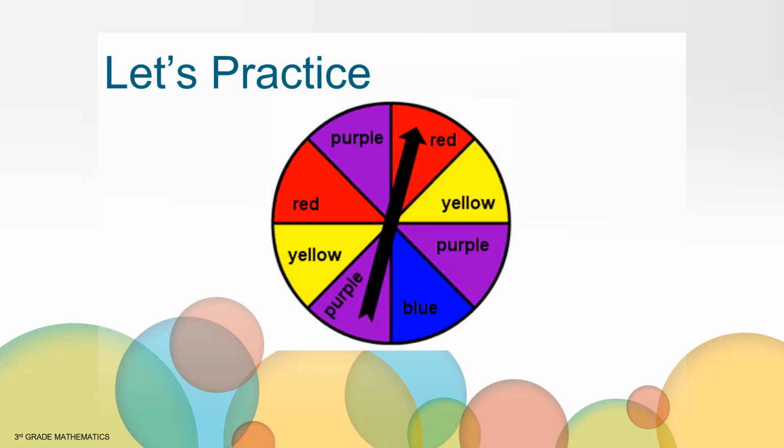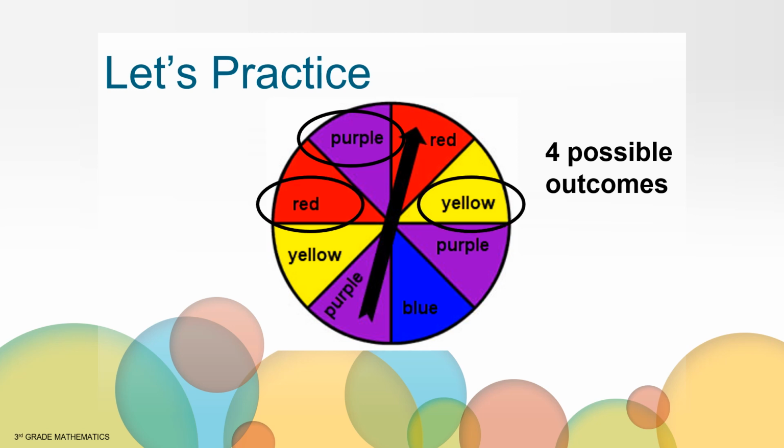Remember, outcomes are all of the possibilities that can happen from an event. What are the outcomes for spinning the spinner? You may have said that there are 4 possible outcomes for this spinner. It could land on purple, red, yellow, or blue.